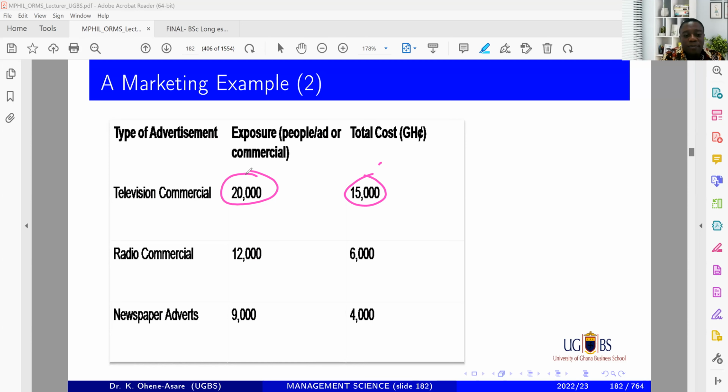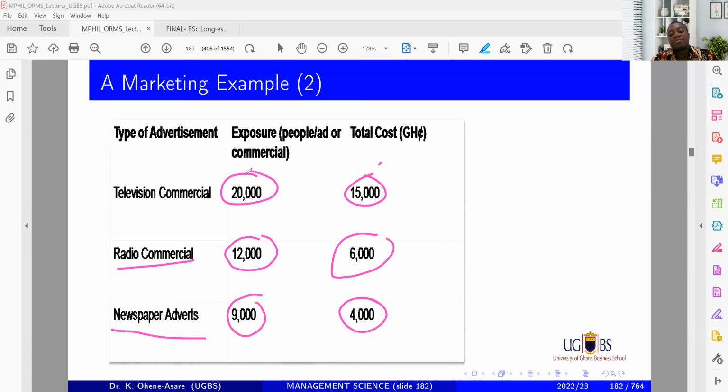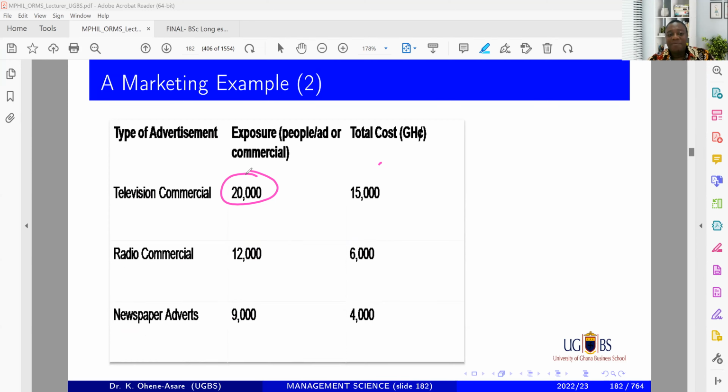They can do a radio commercial that will reach 12,000 people. Watch the words I'm using. The exposure is the number of people reached. But that will cost 6,000. They can use a newspaper, print media, and do the adverts. That will reach just 9,000 people, and that will cost the smallest, 4,000. So these are the types of advertisements and the costs involved.